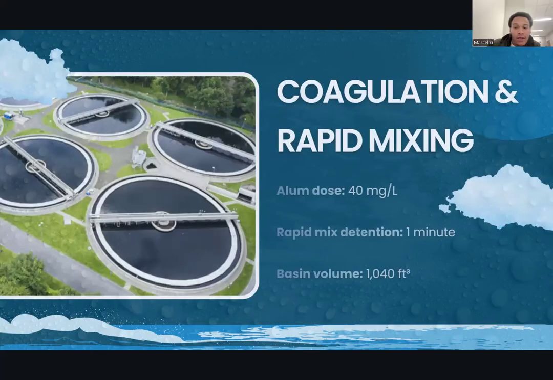So next we'll be getting into the coagulation and rapid mixing. We selected a dose of 40 milligrams per liter, which is typical for water with moderate turbidity. Rapid mixing is essential to ensure uniform distribution. Utilizing a 1 minute detention time and the plant flow rate, we calculated a required rapid mix volume of approximately 1,040 cubic feet. And now we'll be getting into the flocculation design.